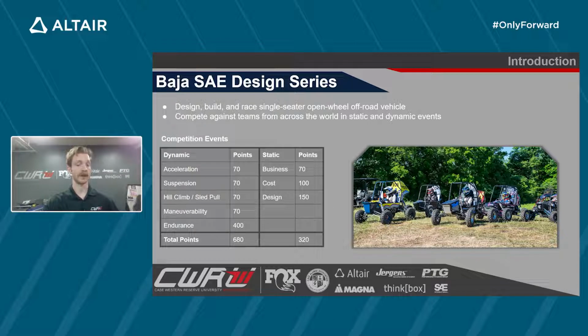In the static segment of the competition, we have to present our design as a prototype for a reliable, maintainable, ergonomic, and economic production vehicle to serve the recreational user market. In the business category, we pitch our design as a prototype to a panel of judges. Next, in the cost event, essentially how much it costs to build our car. And in the design event, we present a briefing as well as a presentation to a panel of judges who ask questions. They're often industry experts who are often former Baja competitors.